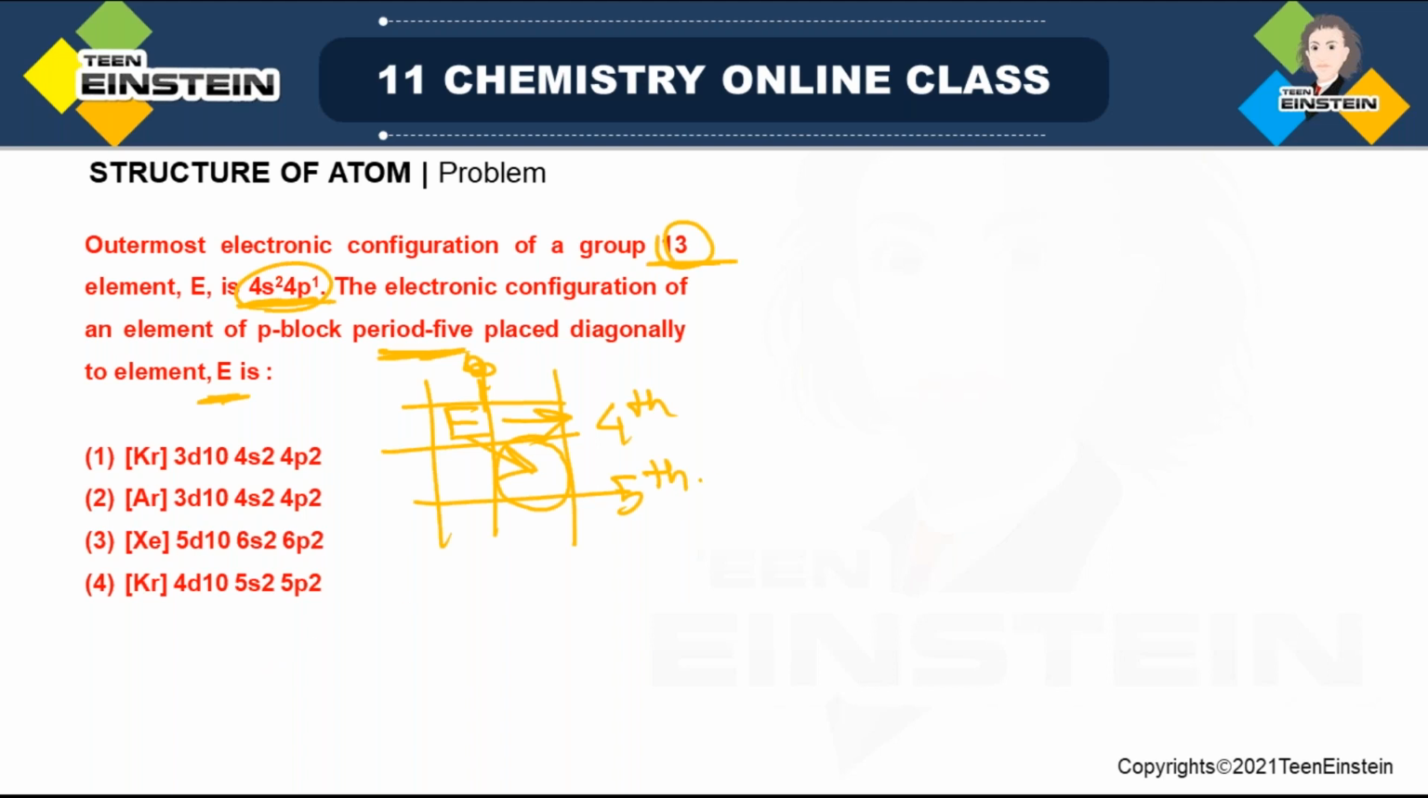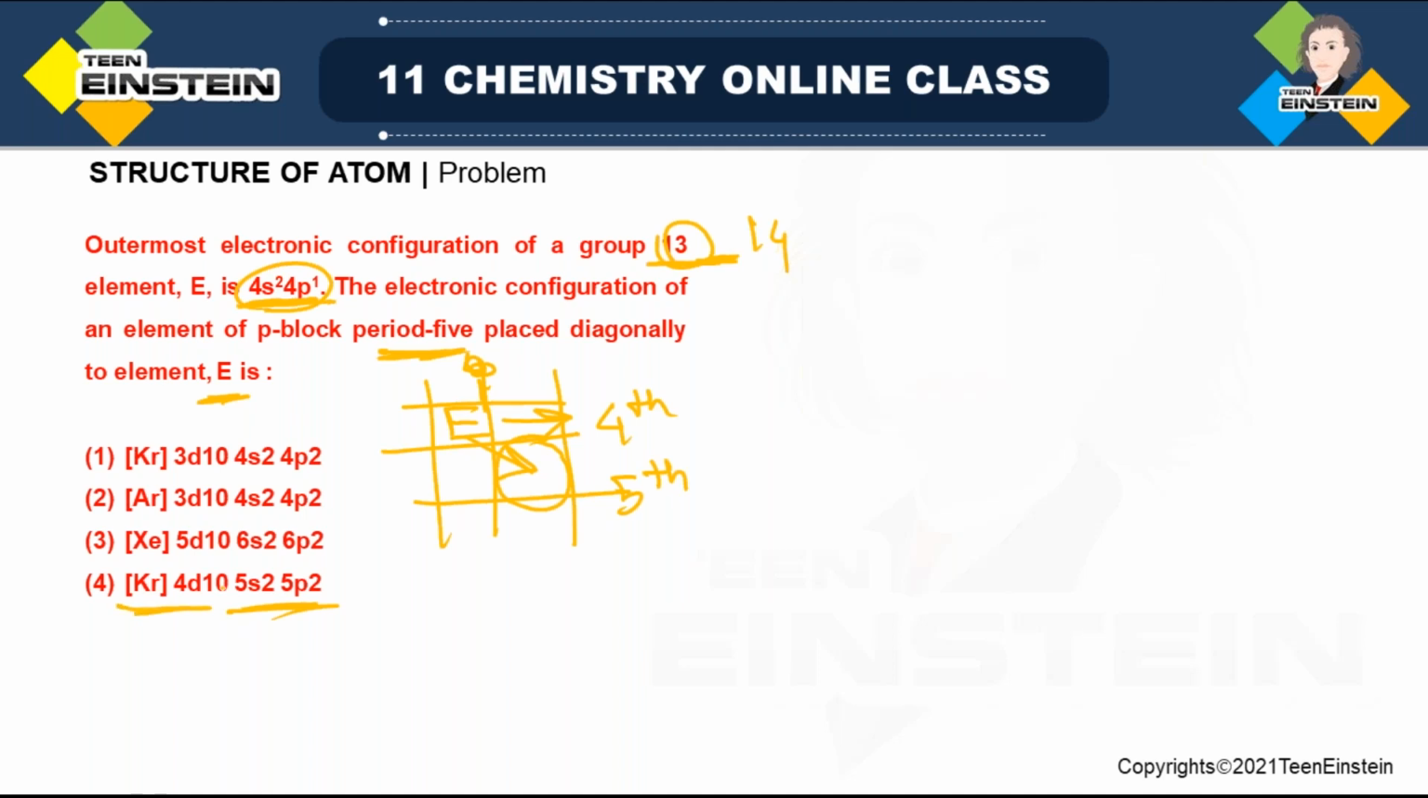Now, as it is the 5th period and it is p block and diagonally, that means it is also the next group. For this group, it is 13, so the next group must be 14. 14 means the configuration should be np2. Now, which n? It is 5s, 5p because it is the 5th period, and 5s2, 5p2 you can find only in the last option. Even if two options had 5s2, 5p2, you would also have to check the other part whether it is correct or not.